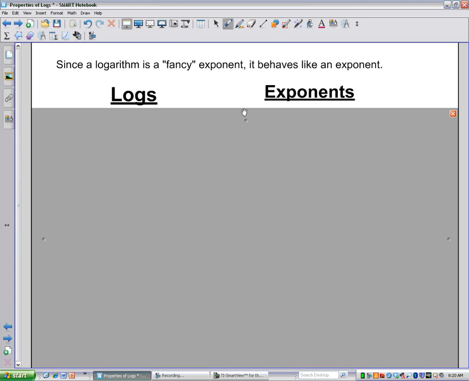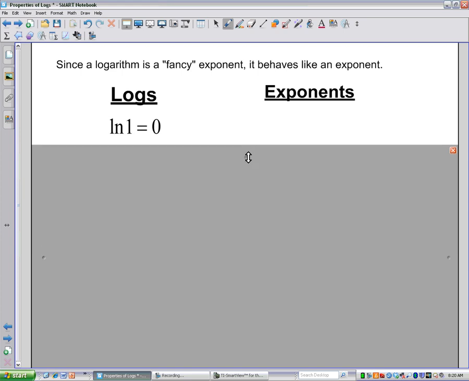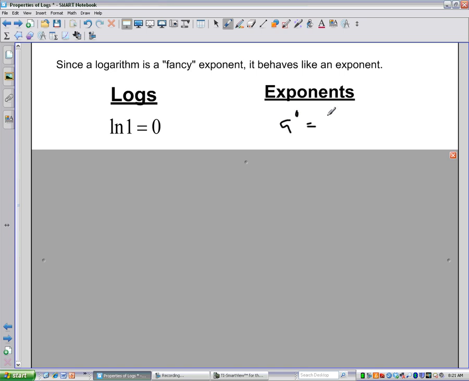So, a logarithm, it's a fancy exponent. It behaves like an exponent. Okay, so I will tell you that the natural log of 1 is 0. And in terms of exponents, that's like saying a to the 0 power equals 1. Anything to the 0 power equals 1. The natural log of 1 is 0. So e raised to the 0 is 1.